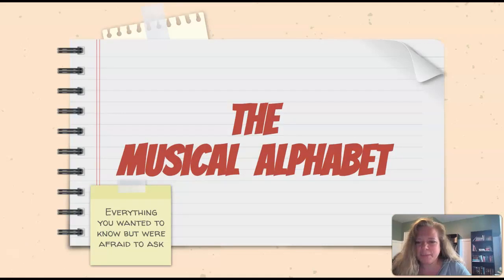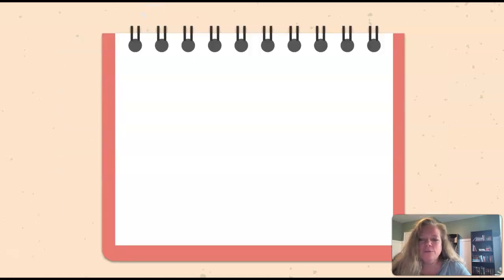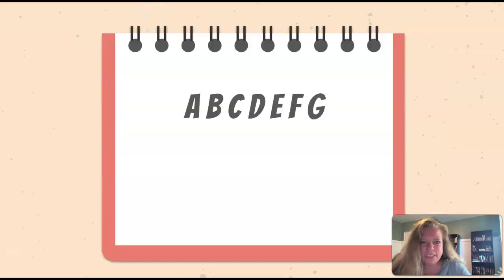Hey guys, this video is about the musical alphabet. We're learning a new language, the language of music, and we need to know how we're going to be able to read that. And we use the alphabet. In English, we have quite a few letters. Luckily, in music, we have only 7. So those 7 are A, B, C, D, E, F, G.